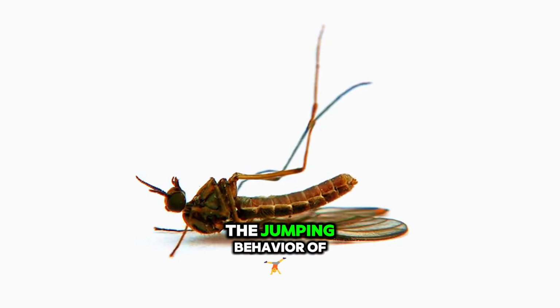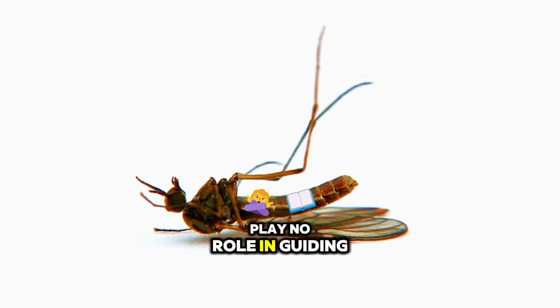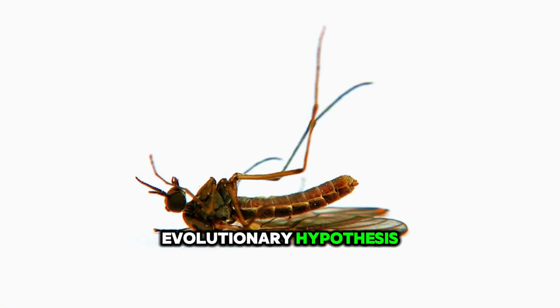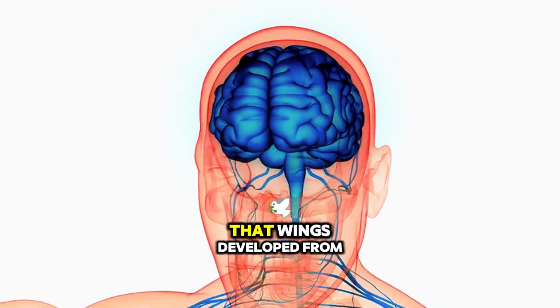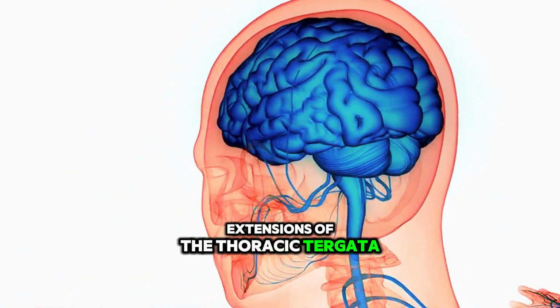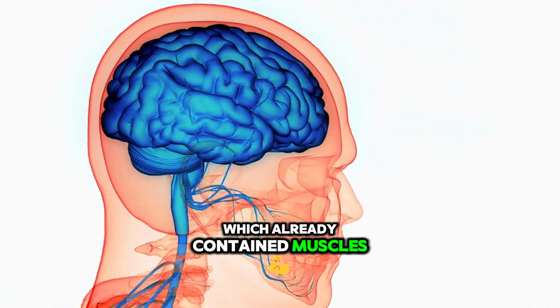Additional study of the jumping behavior of mayfly larvae has determined that tracheal gills play no role in guiding insect descent, providing further evidence against this evolutionary hypothesis. This leaves two major historic theories: that wings developed from paranotal lobes, extensions of the thoracic terga, or that they arose from modifications of leg segments which already contained muscles.